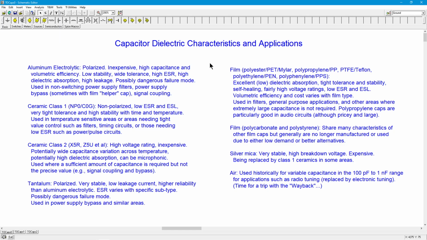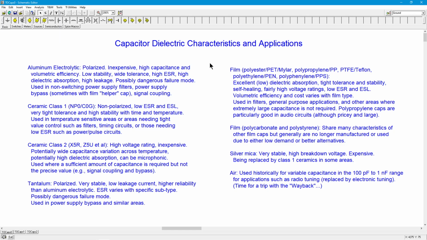So for a general purpose application, film caps are usually a nice thing. So I would think in terms of, let's say, an audio filter, like an active filter or a coupling thing like that. Those are usually pretty good choices.